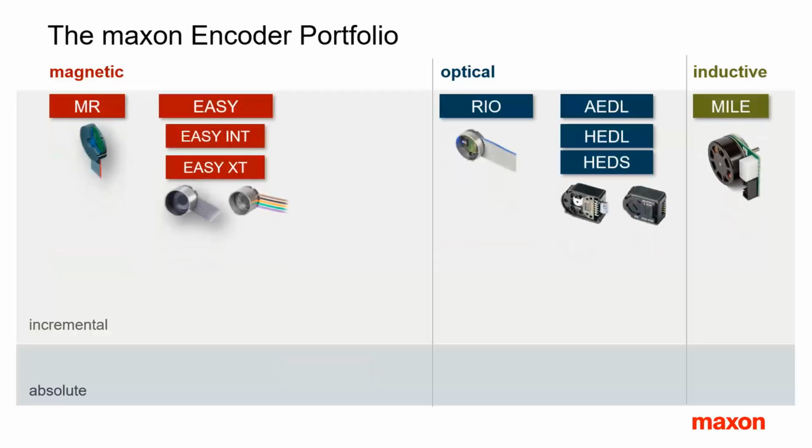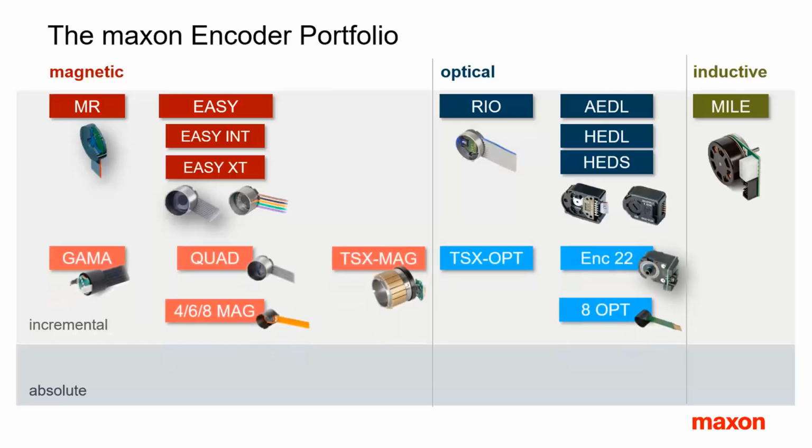The most important magnetic encoder families run under the names of MR and easy, the easy in different types. The main optical encoders consist of the tiny Rio and the larger AEDL and HEDL/HEDS. The only inductive encoder type is the mile.